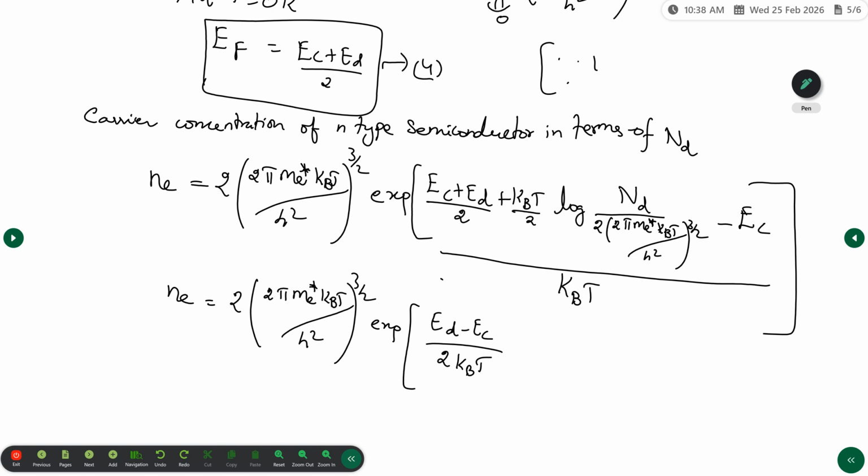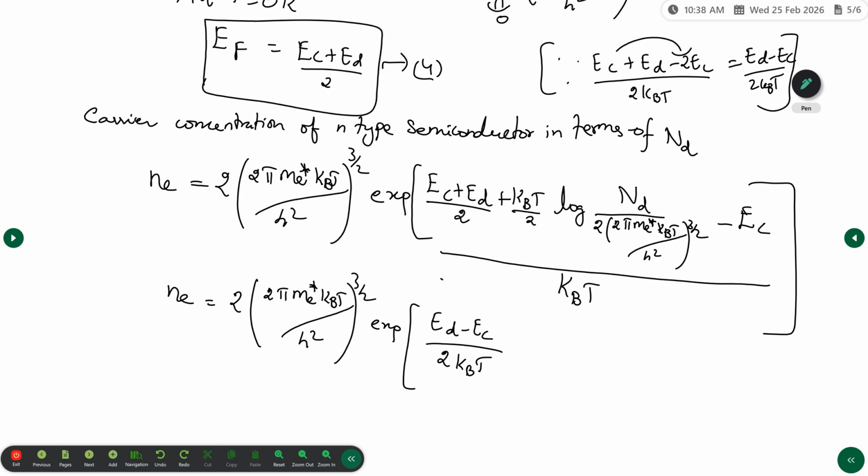Since EC plus ED minus 2EC by 2KBT, EC minus EC, 2EC becomes minus EC. So that is equal to ED minus EC by 2KBT. Okay, write it on the side. So I have written this.